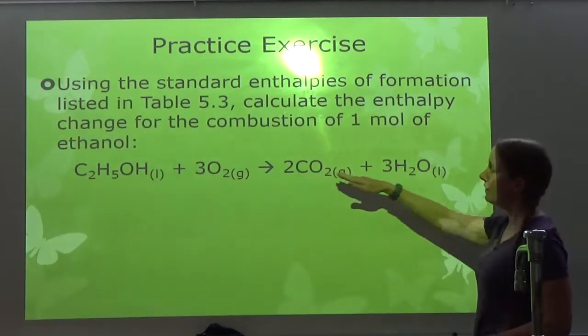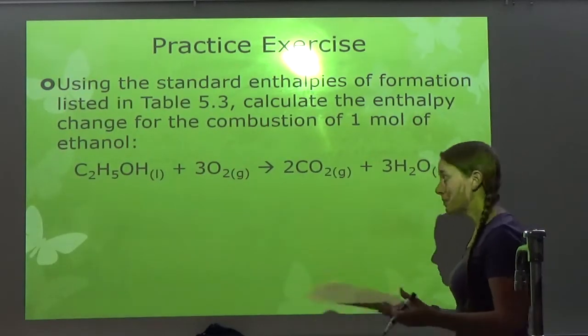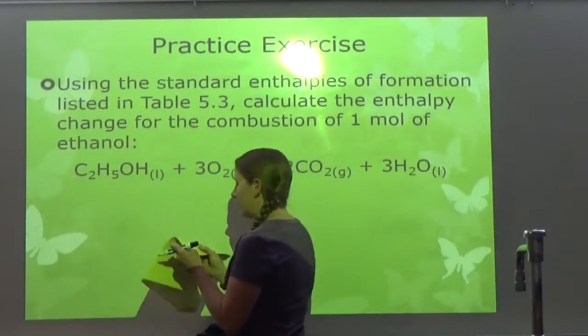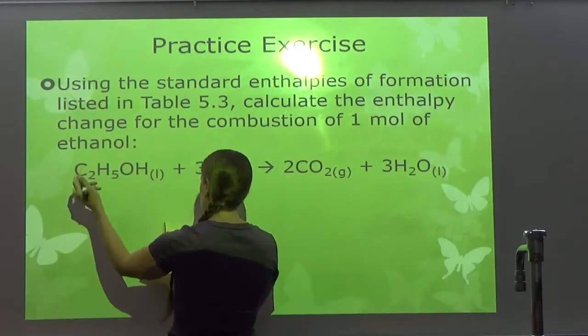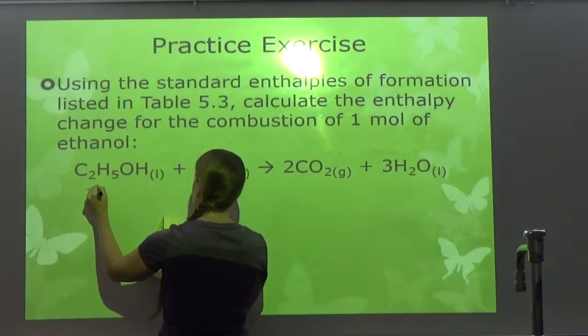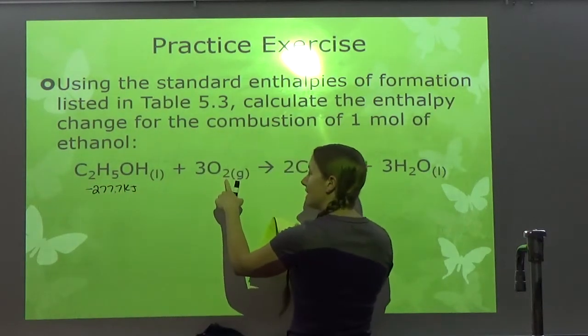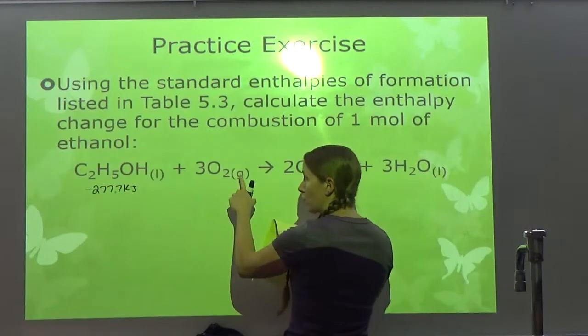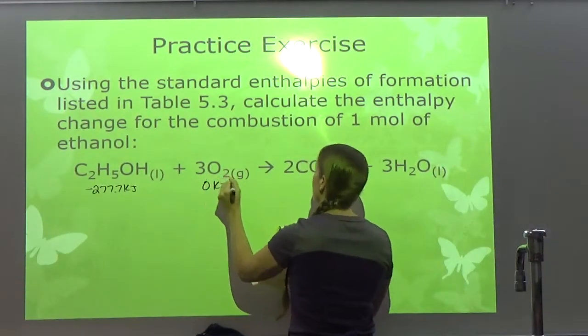Alright, so we have our reaction right here. So yay, this one will be shorter. So I just looked up my numbers. So I find my number for my ethanol, and I only have 1 mole, so it ends up being negative 277.7 kilojoules. For oxygen, it is an element in its normal form, is 0. 0 times 3 is still 0 kilojoules.